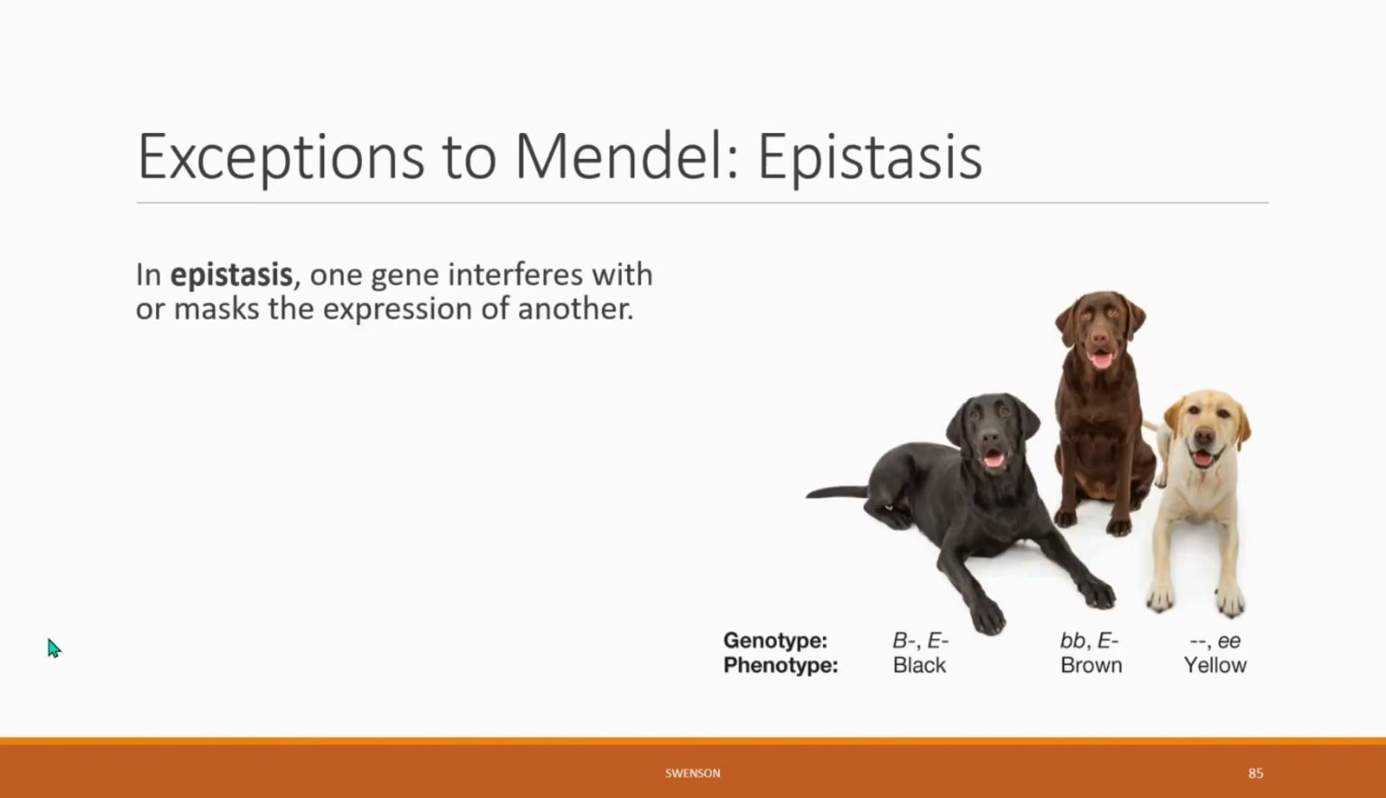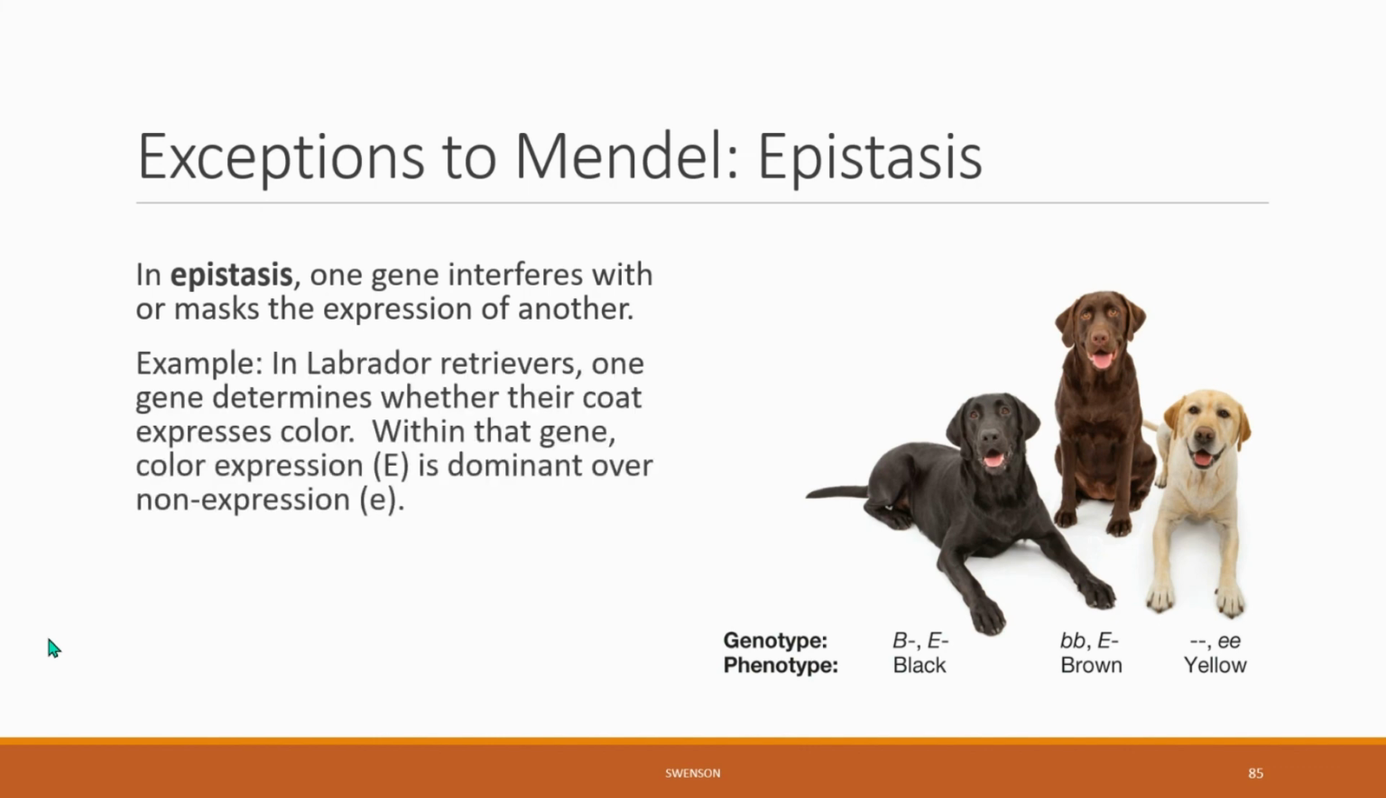Genes can even interact with other genes, and this is called epistasis. This exception to the rule, epistasis, is defined as where one gene interferes with or masks the expression of another. An example is Labrador retrievers. One gene determines whether their coat expresses color. Within that gene, color expression, capital E, is dominant over non-expression, lowercase e. A second gene determines what color their coat expresses. Within that gene, black coat, capital B, is dominant over chocolate coat, lowercase b.